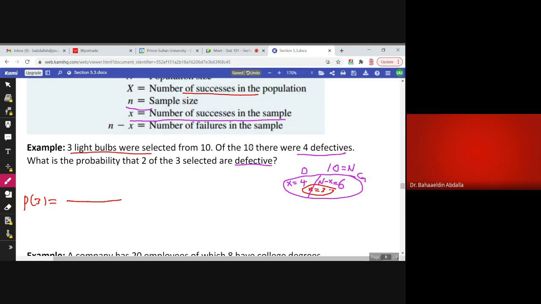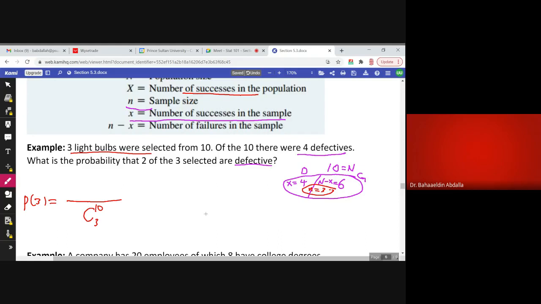Each trial, you will have 3 bulbs, okay? 3 bulbs are selected from 10. So in how many ways can you select 3 from 10? The combination 10C3 will give you the number of ways in which you can select 3 out of 10. So this is the total number of elements in the sample space.